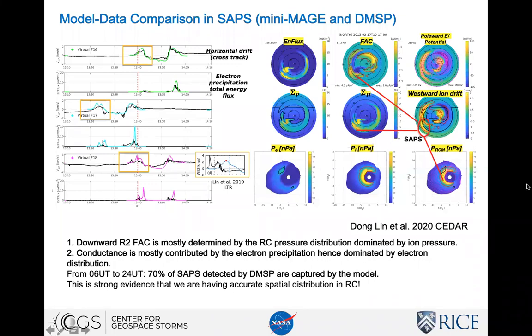So this is a strong evidence of self-consistency that we're having accurate storm time pressure distribution, field line and also field line mappings and ionospheric electrodynamics. So if you want to capture the observation fairly well, you basically have to have every component right to have this great agreement.